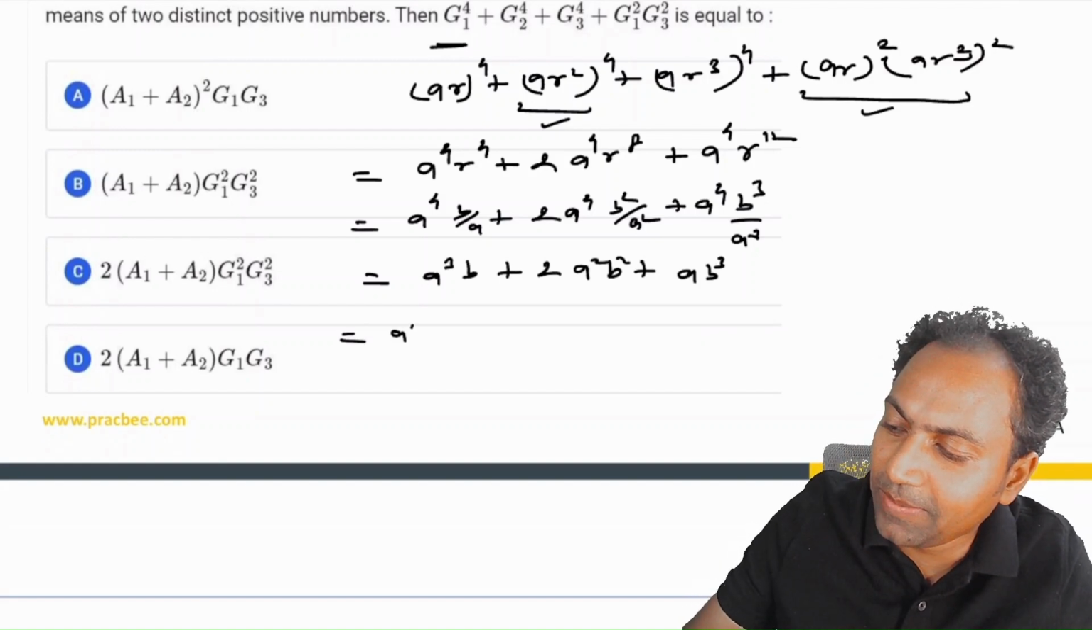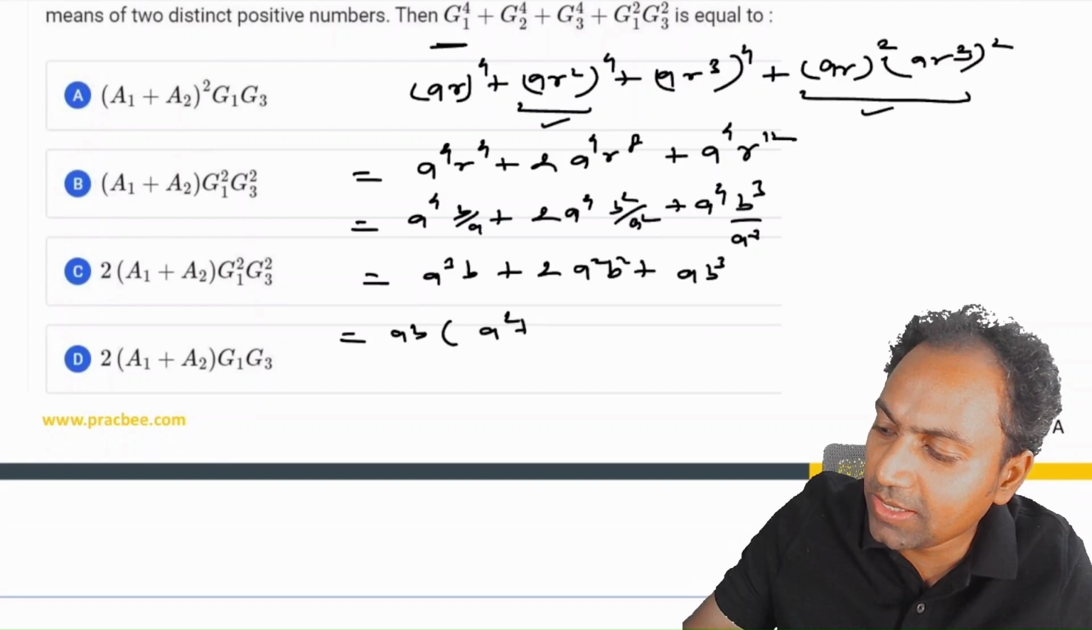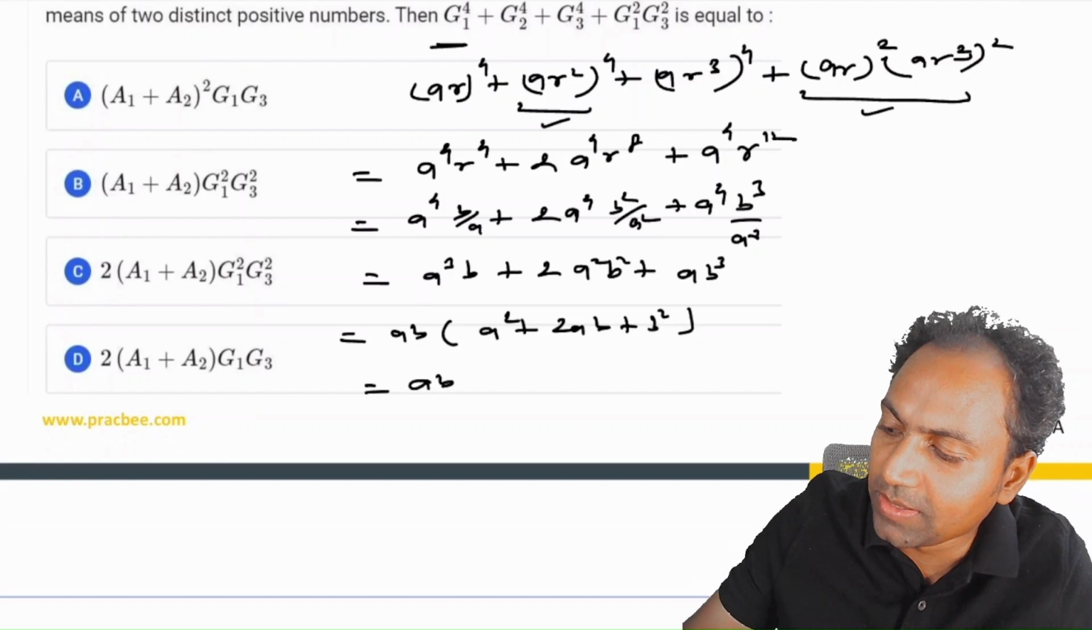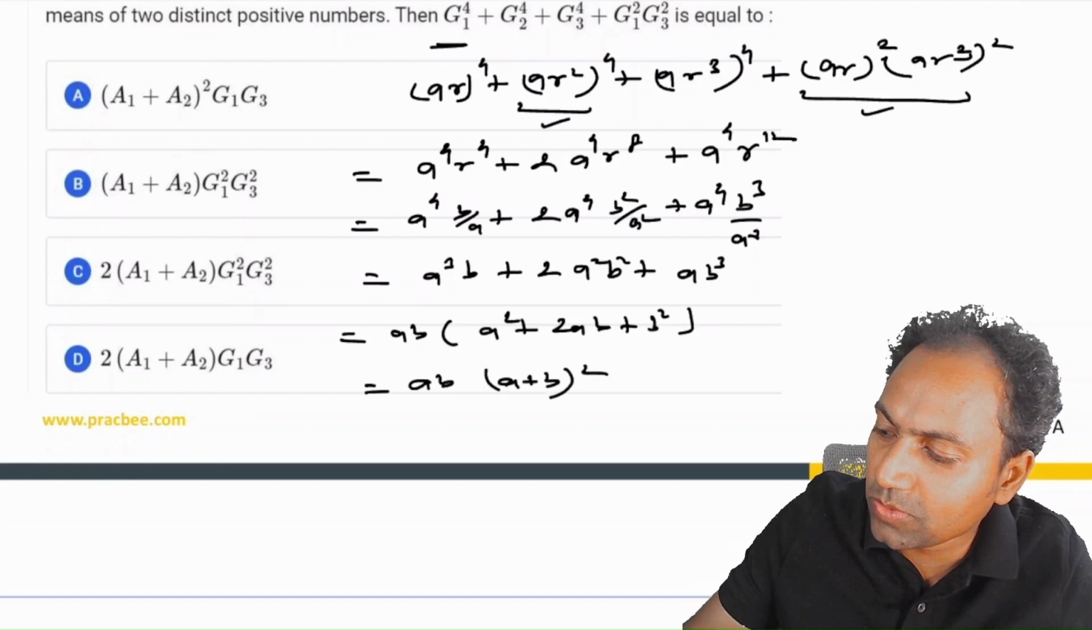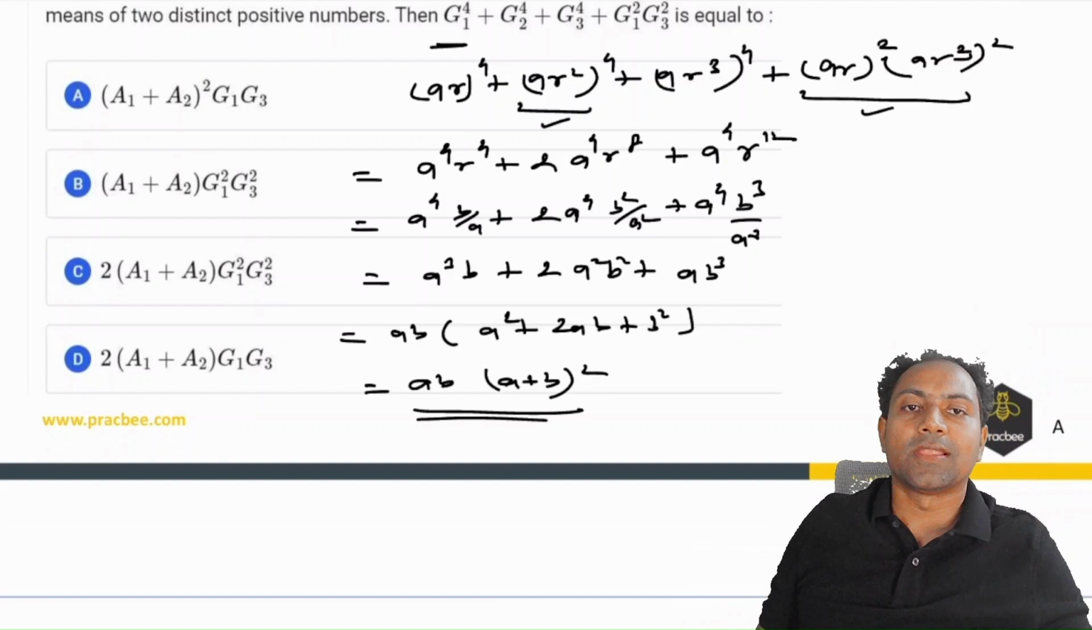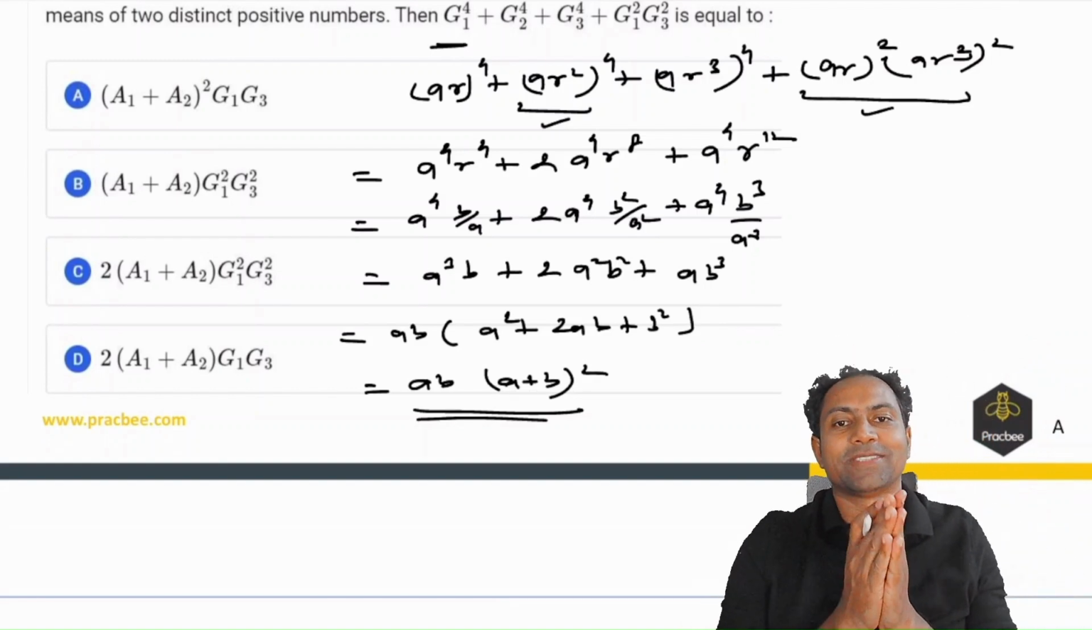And if I take ab common, this becomes a square plus 2ab plus b square. That can be written as ab into a plus b whole square. Now you can just look into the options and get the answer.